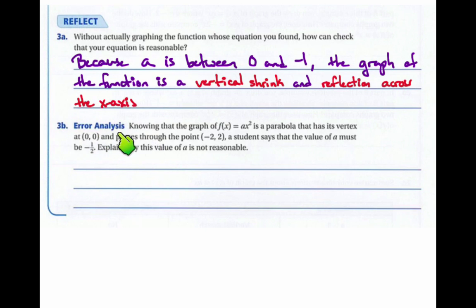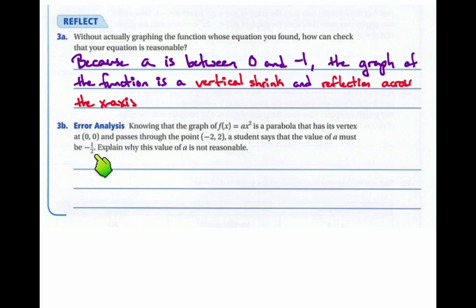Now here we have an error analysis, knowing that the graph of f of x equals ax squared is a parabola that has its vertex at 0, 0, and it passes through the point -2, 2. A student says that the value of a must be -1/2. Explain why this value of a is not reasonable. Well, we're going to do what we did up here.